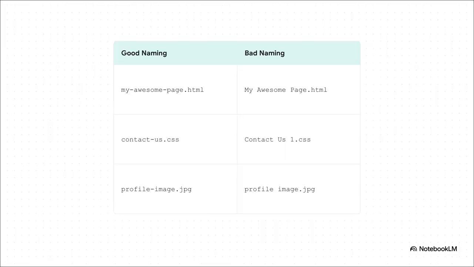And while we're organizing, let's talk about naming things. This is a classic rookie mistake. The rules are simple, but they'll save you a world of hurt. Number 1, use all lowercase letters. Why? Because the servers that host websites are often case sensitive, meaning MyFile and myfile are seen as 2 different things. Number 2, no spaces. Spaces in file names can cause all sorts of weird bugs. Instead, just use a hyphen to separate words. It's clean, it's clear, and it just works.